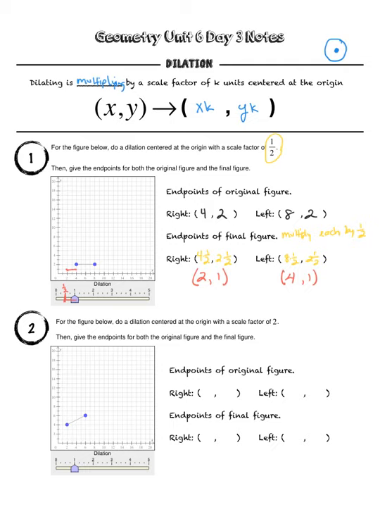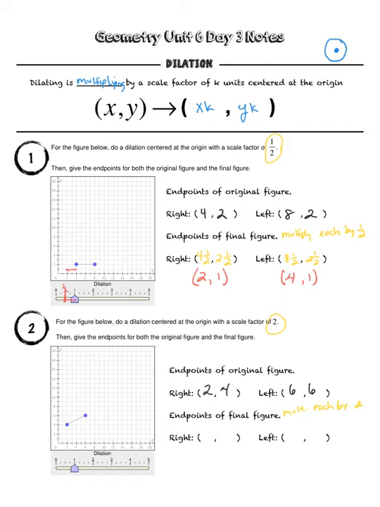So let's take a look at another one. This isn't very complicated. Now we're going to do a dilation with a scale factor of 2. Our original endpoints are 2, 4 and 6, 6. I am going to multiply each by 2. I don't think I have to write this out. I think you can do it with me.